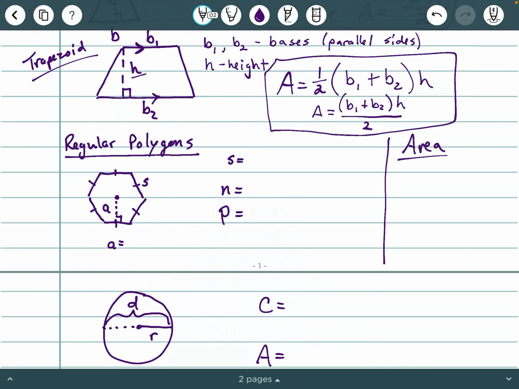know the special names. But in any regular polygon, no matter how many sides it has, if we use the word regular, we're saying that all the sides are the same. So a regular quadrilateral is a square. A regular triangle is an equilateral triangle. So if all the side lengths are the same, there's actually a unique formula we can use to find the area of a regular polygon.